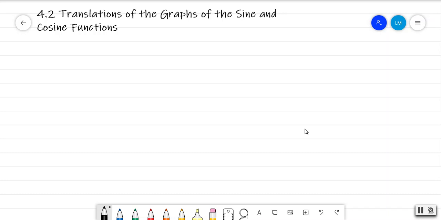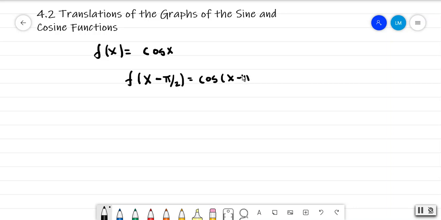Hello, in this video I'm going to look at the translations of the graphs of sine and cosine functions. So basically we know that you have these functions that we can call, for instance, f of x equals cosine of x. But let's say that we were to introduce a few translations. For example, if we were to say f of x minus pi over 2, this is the same thing as cosine of x minus pi over 2.